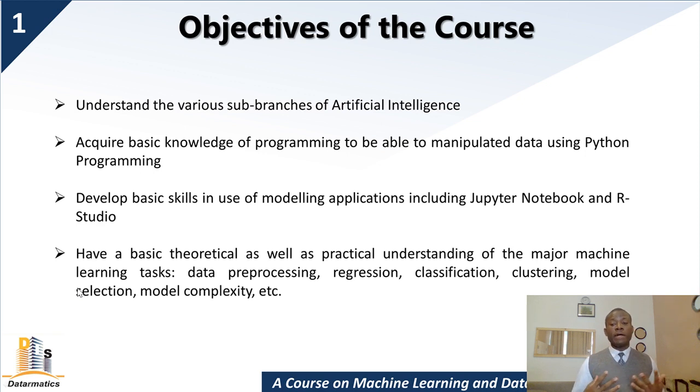Now there is this hype around data science and machine learning. Everybody wants to get into data science and machine learning. But the question is, what are your objectives? What do you want to be able to do at the end of the day? So let's clearly highlight what this course is all about in this very slide. So one, you need to have a good knowledge of artificial intelligence, know what artificial intelligence is and what it is not. Also have a basic knowledge of programming and be able to manipulate data using Python.